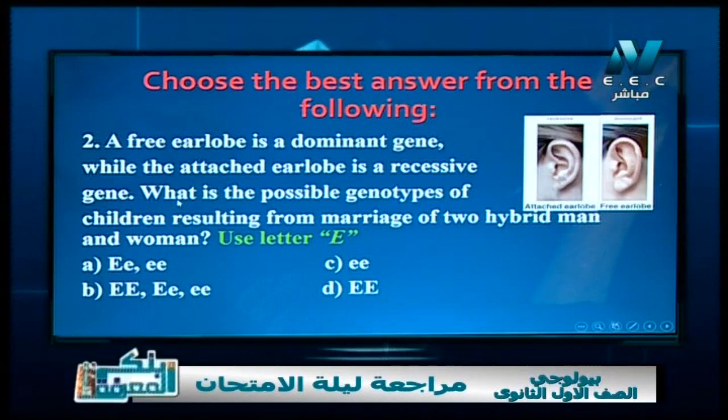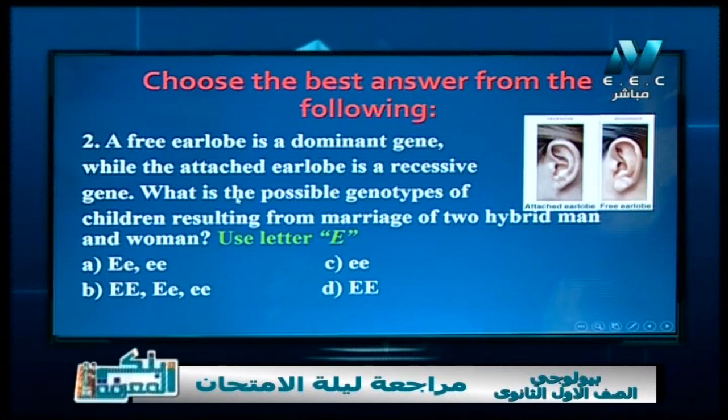Let's have question number 2. A free ear lobe is a dominant gene. Once we mention the dominant gene, we think about Mendelian cases, while the attached ear lobe is a recessive gene. What are the possible genotypes of children resulting from the marriage of a hybrid man and woman? And we should use the letter E.